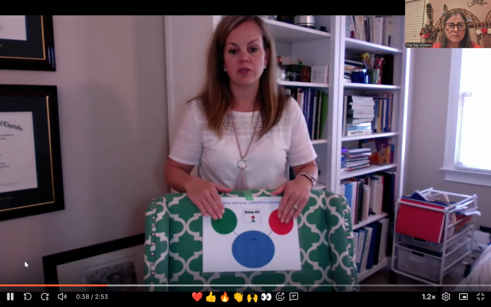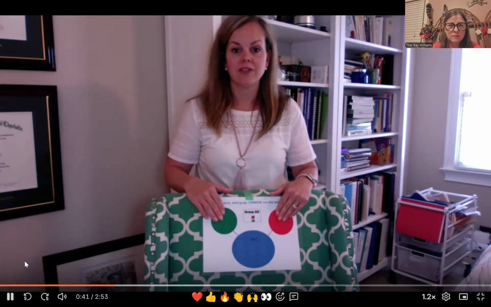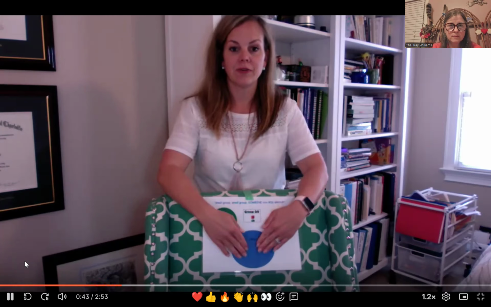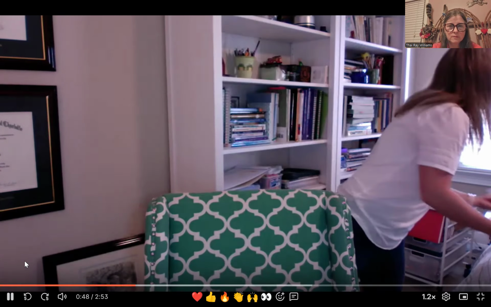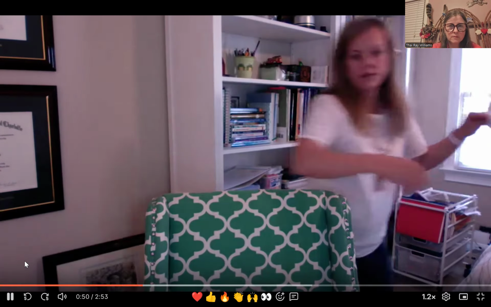So here's the action. You're making your two small groups and you're combining them into one big group. Remember, these are two nouns and they have something in common. So for example, apples, bananas, and fruits. Cats, dogs, and pets. There are two small groups of different things.